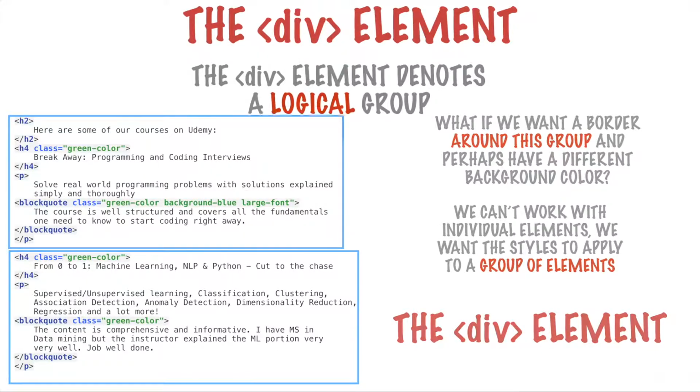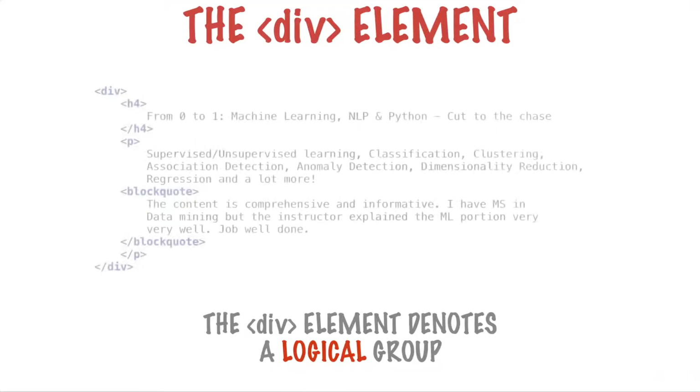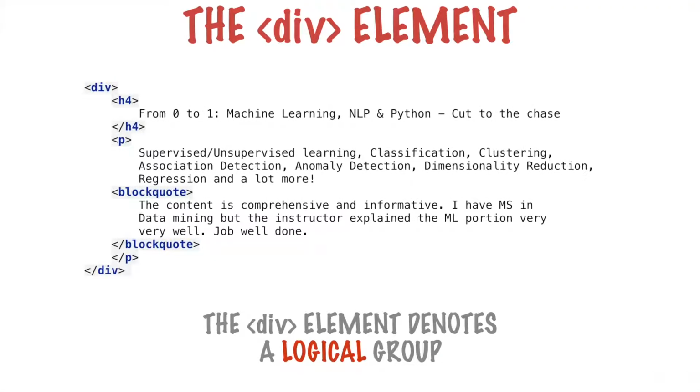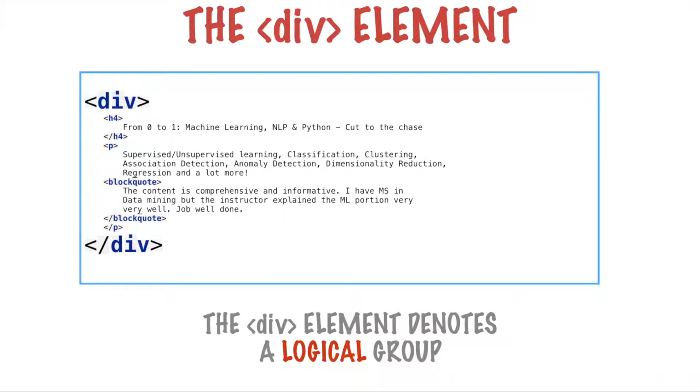Let's zero in a little deeper on how exactly the div element forms that logical group. If we look at the HTML that corresponds to a div element, we see that it is enclosed within a pair of opening and closing div tags. Within these tags are a whole bunch of other arbitrary HTML tags. All of those tags, everything which appears between the opening and closing div tags, constitute this logical group.